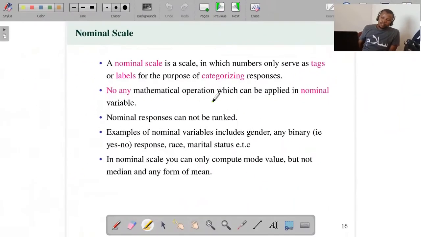To start with, the nominal scale. The nominal scale of measurement consists of numbers assigned to certain categorical variables, and these serve as tags or labels only, for the purpose of categorization. Example: a variable like gender. Most of the time the responses recorded for gender are only 2, male and female.